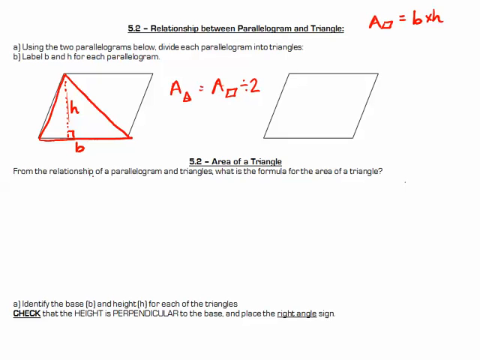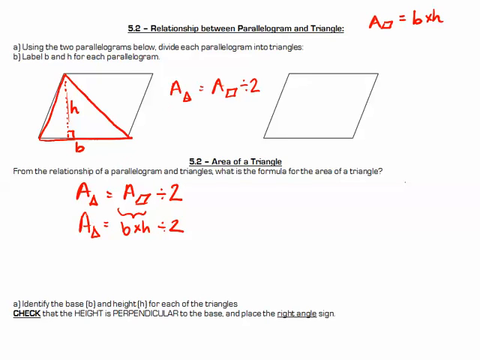So then this relationship turns into, if we start putting in the bases and heights, area of a triangle is equal to the area of a parallelogram divided by 2, because there are two triangles in a parallelogram. I can replace the area of a parallelogram with the actual formula, base times height, divided by 2. That gives me the area of a triangle.